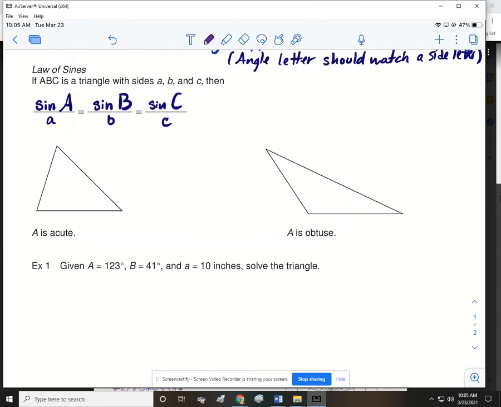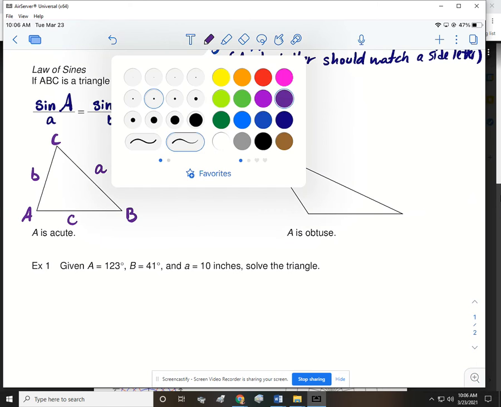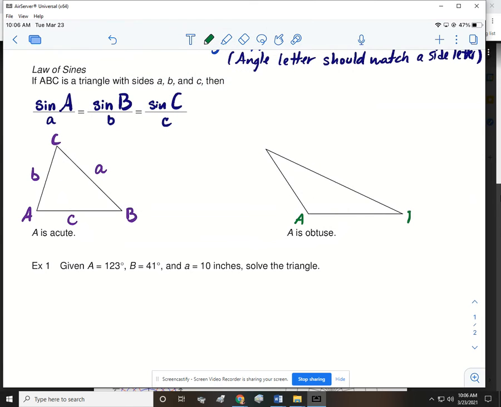We're going to be dealing with acute triangles and obtuse triangles. I just picked ABC as my angles. The side opposite of angle A, you need to make sure you call side A. The same thing for opposite of B is side B, opposite of C is side C. If you mess that up, you're going to be doing the wrong problem and it is not going to come out correctly. Same thing here: opposite of angle A is side A, and B and C also.